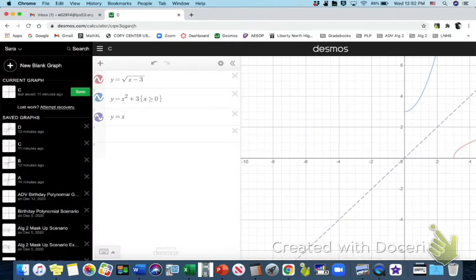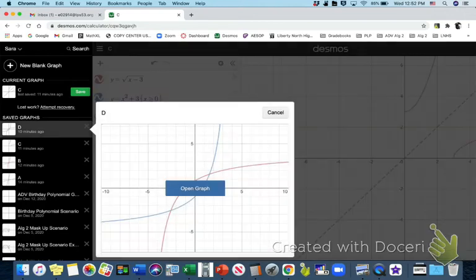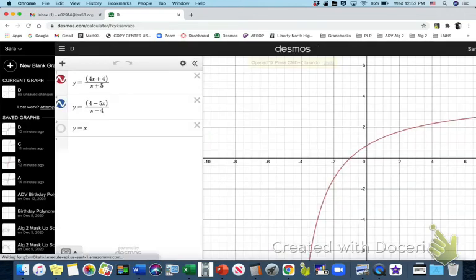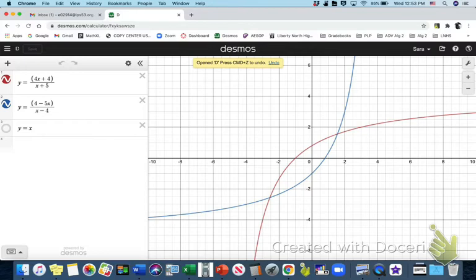And then finally, I'm going to pull up pair D. And again, this is just a little exploration. These are called rational functions. We're going to study them later in the semester.